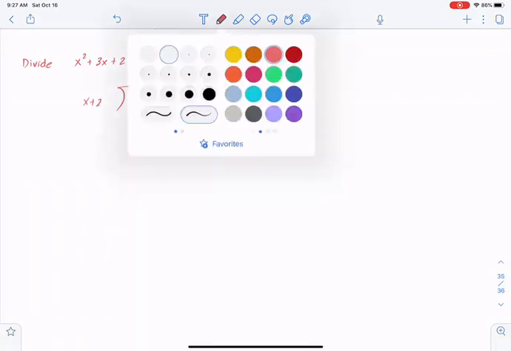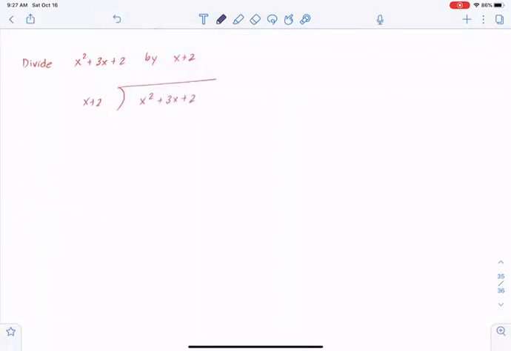So I have to multiply the divisor by some expression so that I get x squared. And mind you, I wrote the polynomial in decreasing powers of x. The divisor must also be in decreasing powers of x.